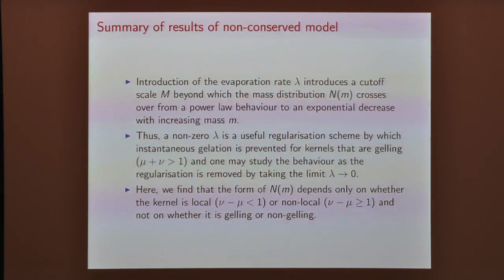Okay, so let me just summarize in the remaining 2 minutes. What we did: we studied the steady state Smoluchowski equation, and we showed that the introduction of an evaporation rate introduces a cutoff scale M beyond which the mass distribution crosses from a power law behavior to an exponential decrease. Also the system is regularized in the sense that no gel is formed as we introduced evaporation rate lambda, but no hard cutoff. Also we find that the form of n_m depends only on whether the kernel is local, that is nu minus mu less than 1, or non-local, and not on whether it is gelling or non-gelling, that is nu plus beta greater than 1 or less than 1.